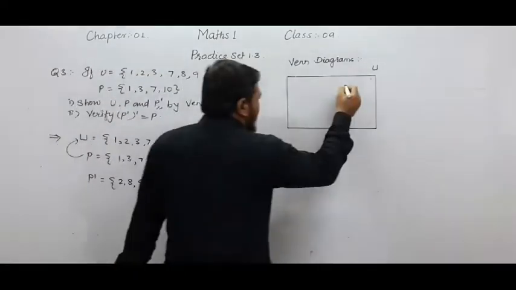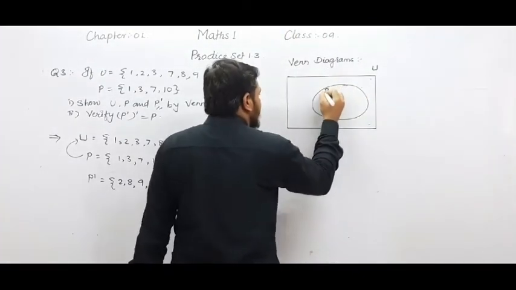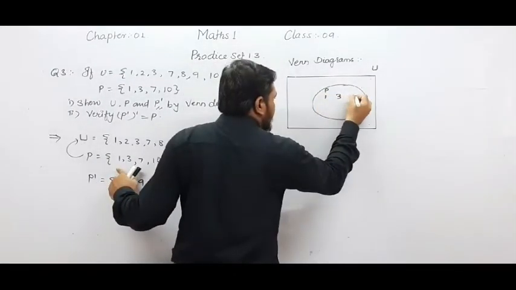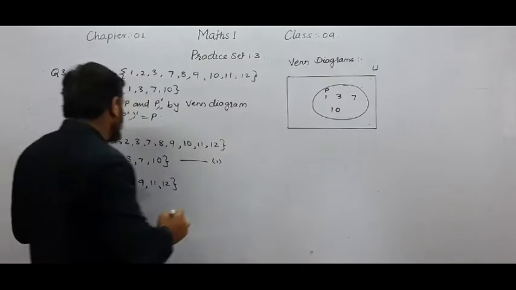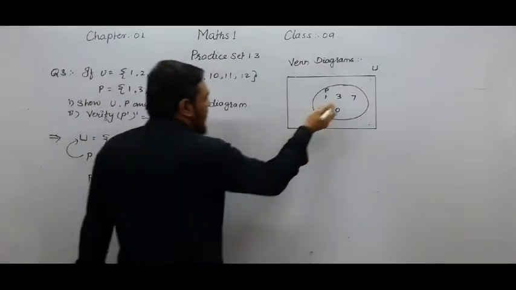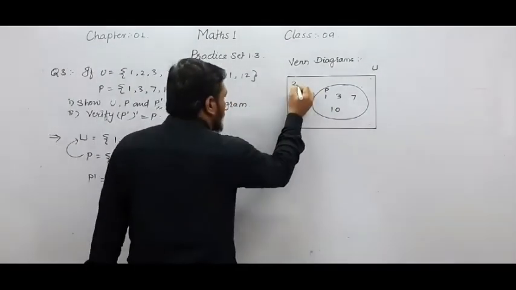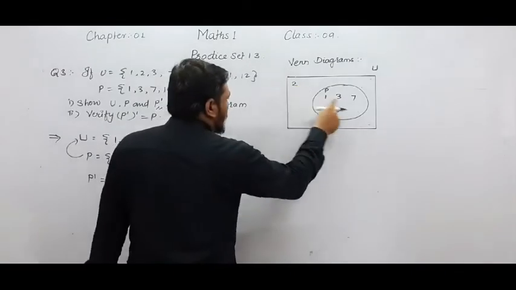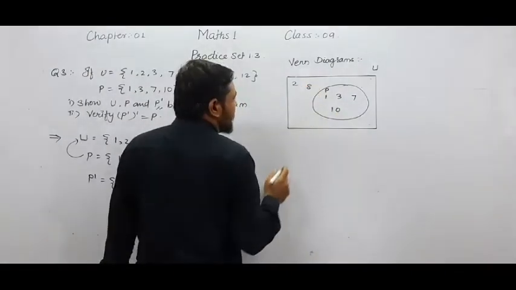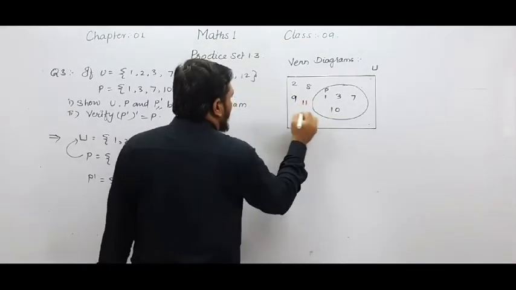So first we will draw set P in that. This we have represented as set P, and the elements we will write here: 1, 3, 7, 10. These are the elements of set P. Now the remaining elements of the universal set we will write here, outside the set P. So here it is 2, then 8, 9, 10 is already there, that is why we will take 11 and 12.